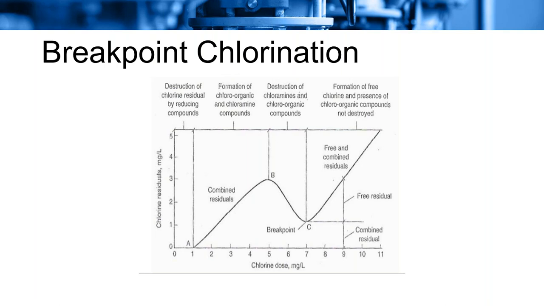Now, typically, the actual breakpoint where it starts to increase with free residual is usually after about 5 mg/L or so, but it's going to depend on the strength of the wastewater. The more nitrogen you have in the wastewater, the later breakpoint will occur with your dosage. You'll see that decrease once you have a mole-to-mole ratio of chlorine and nitrogen of 1:1. But after about 5 mg/L or so, I think is the typical amount, you'll see that breakpoint occur and your free residual will increase.